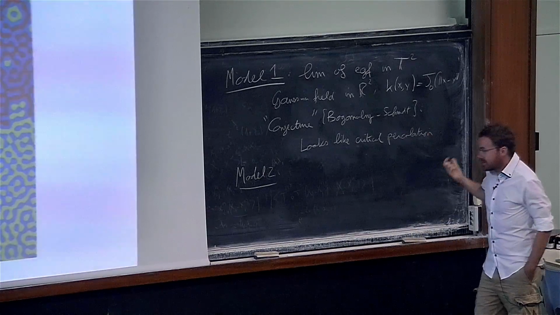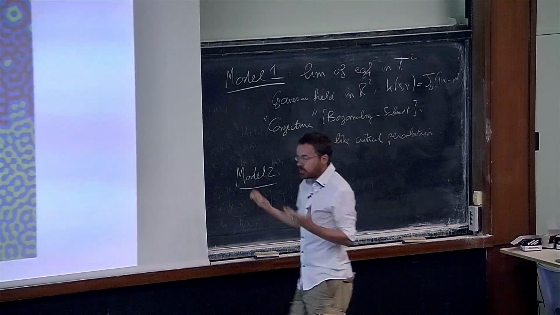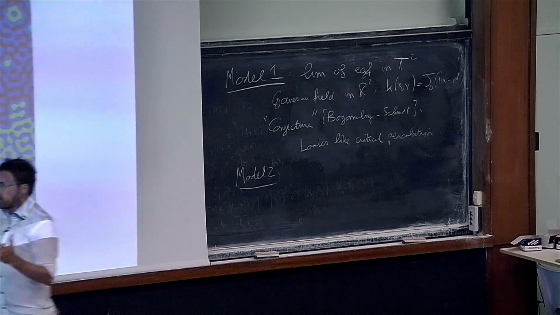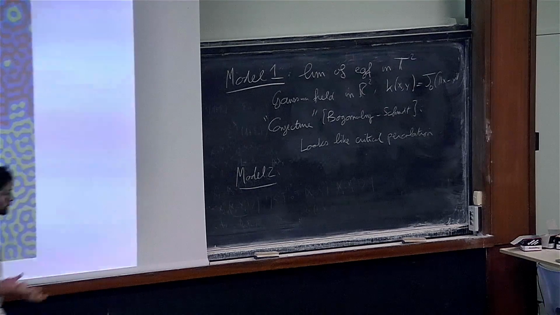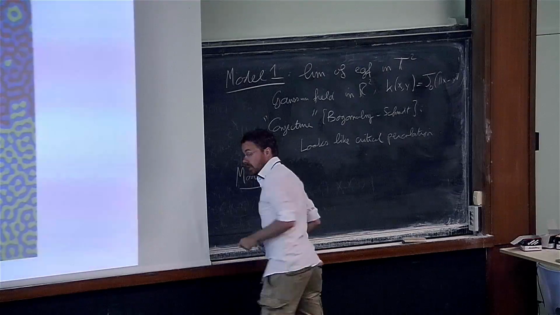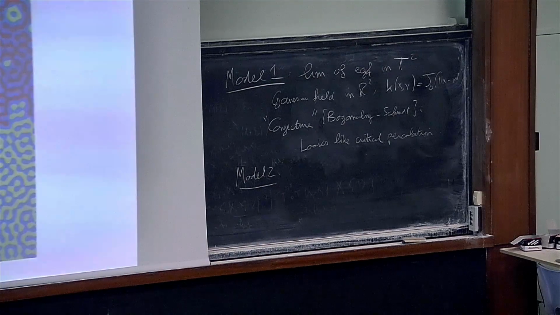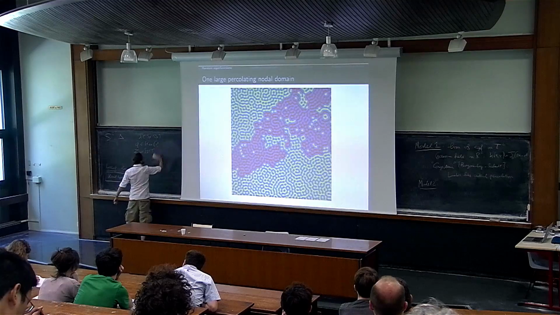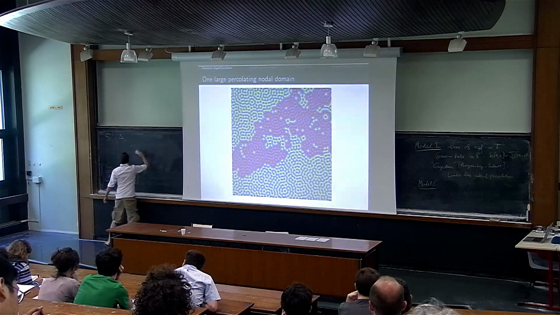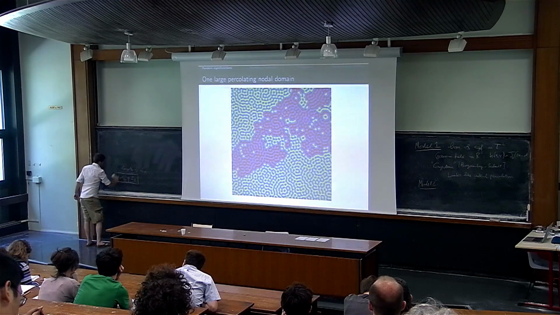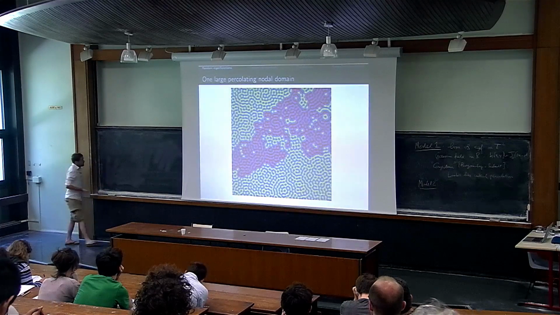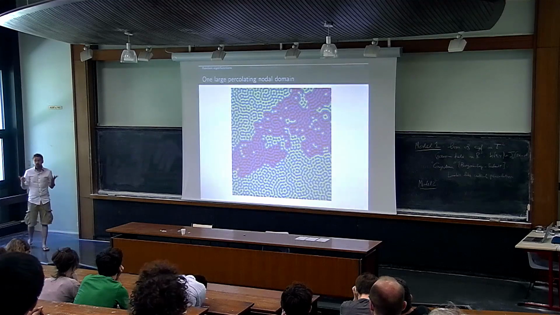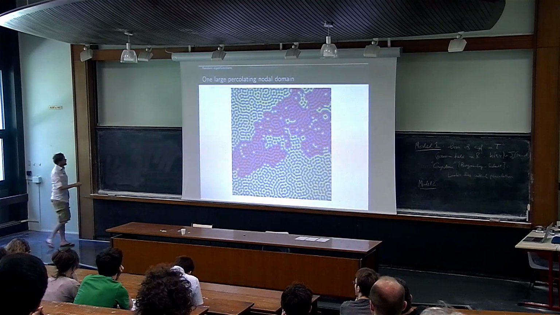Model number 2 is, so there is something else you can define on the sphere. Instead of taking eigenfunctions of the Laplacian, what you can look at is the restriction of homogeneous polynomials in R3. So here's the second model. What you do is you look at homogeneous polynomials in R3 of degree d, and you want to let the degree go to infinity.